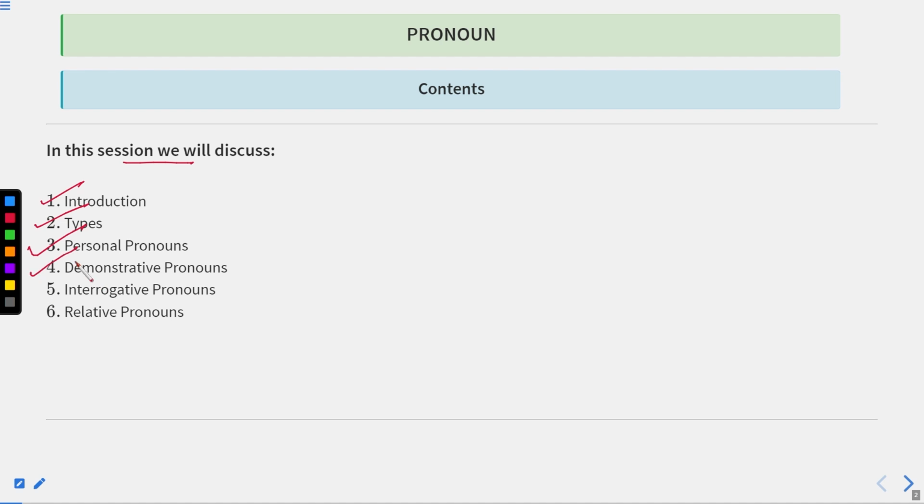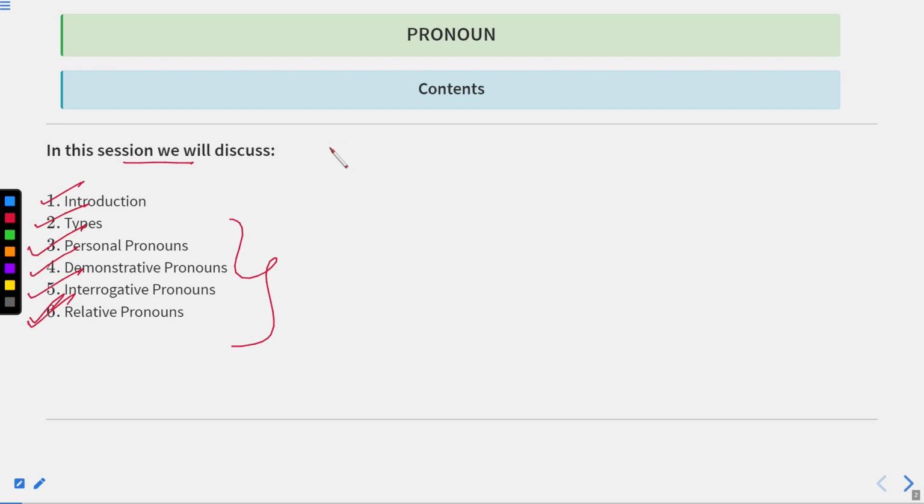Moreover, we'll discuss demonstrative pronoun, its concepts, its rules, and various examples which are related to demonstrative pronouns. After that, we'll discuss interrogative pronoun. Interrogative somewhere means questions. So question related pronouns or interrogative pronouns. Now we are going to elaborate all these kinds of pronouns in this session, and we'll see these types of pronouns along with their examples. Okay. After that, we'll discuss one more, that is relative pronouns. So in this session, we are going to cover these types of pronouns.